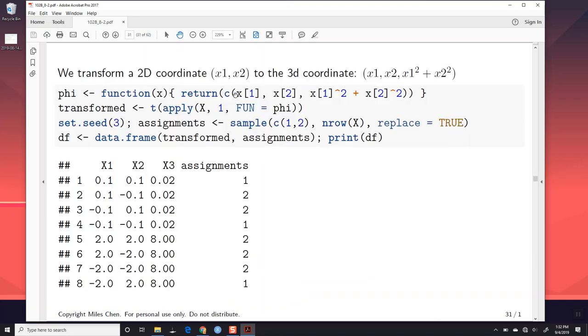So what I do is I apply the transformation, right? If I'm going to use this phi transformation, which puts in a third coordinate, which is x1 squared and x2 squared, all of those points, which were two-dimensional, now have a third dimension, okay? And this is that third dimension. And here I just start off with random assignments. I randomly assign each point to cluster 1 or 2, okay? And these are my initial random assignments.